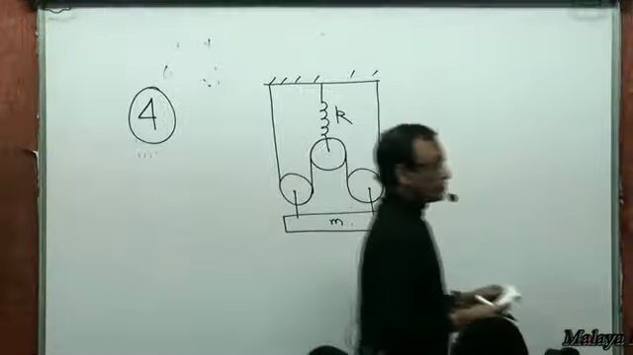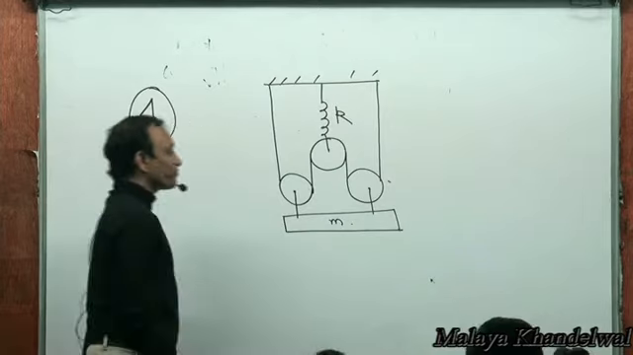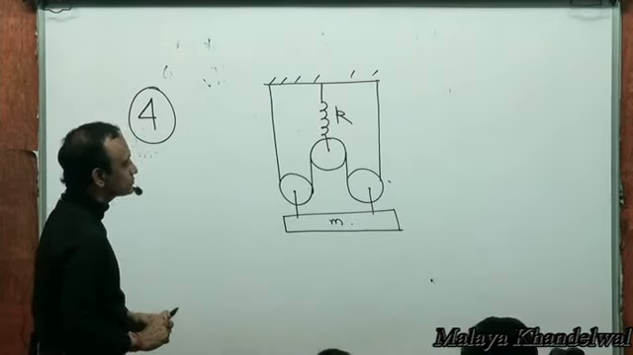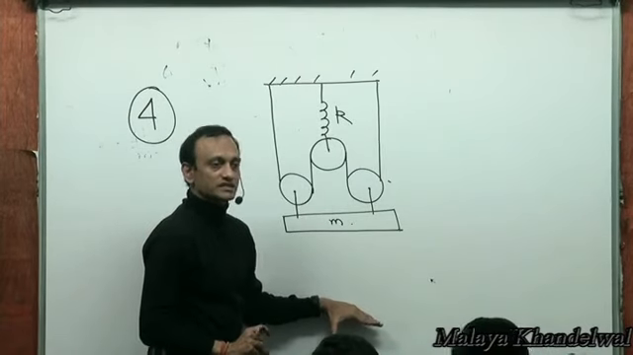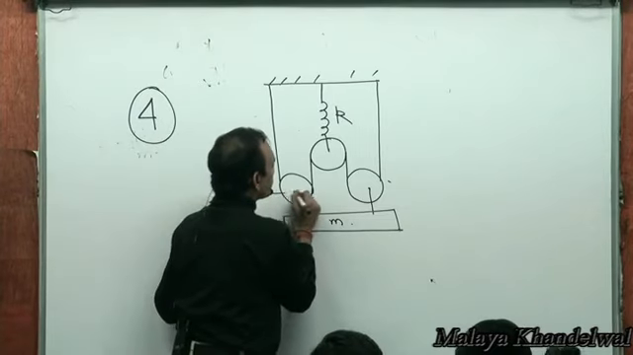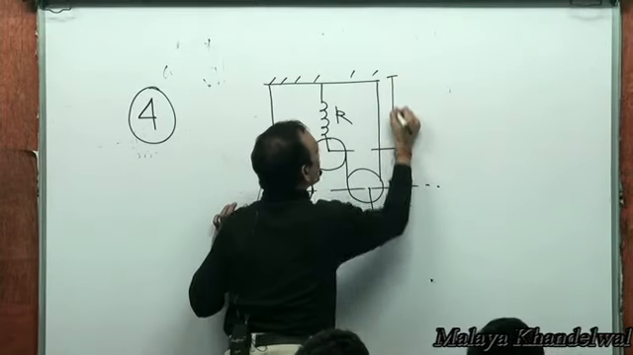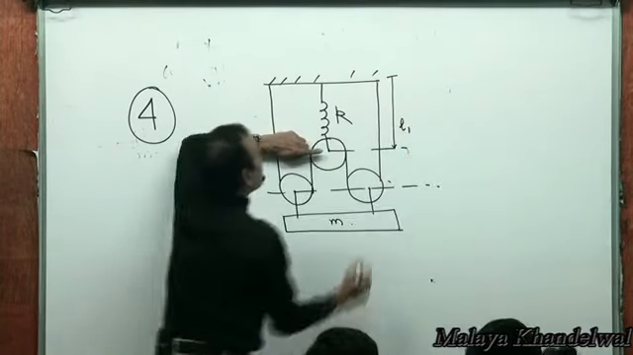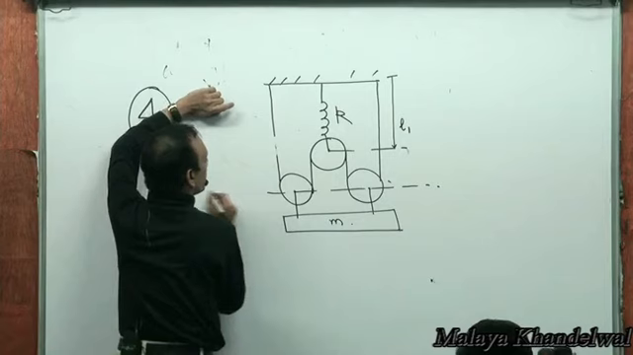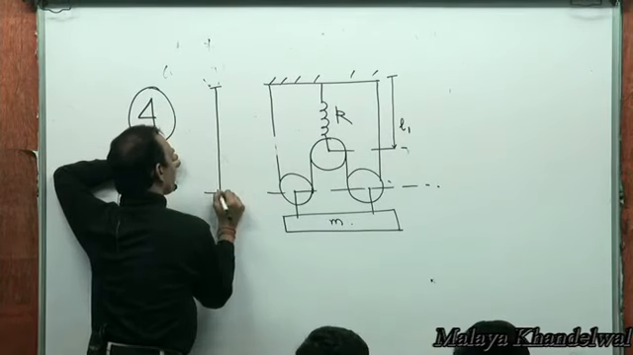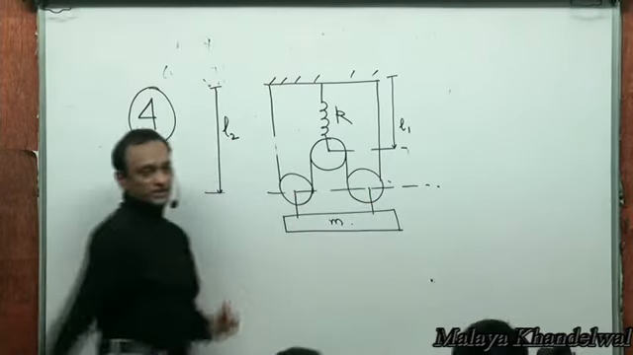I want to find the natural frequency of oscillation of this mass m. Okay, you know the amount by which these two pulleys descend is also the amount by which the mass descends anyways, right? Now suppose at any given instant of time, L1 be the position of the center of this pulley, and L2 be the position of the center of these two pulleys, right?